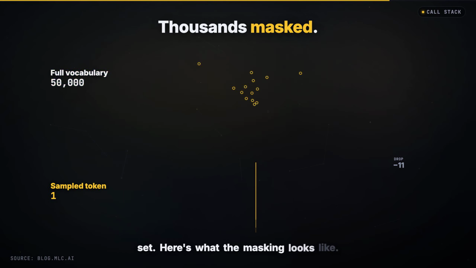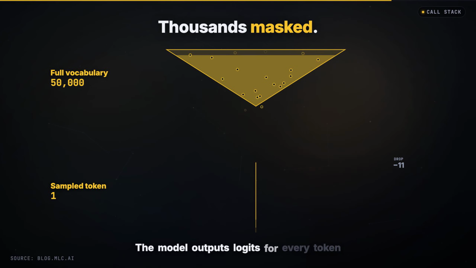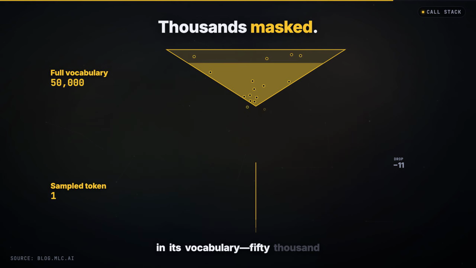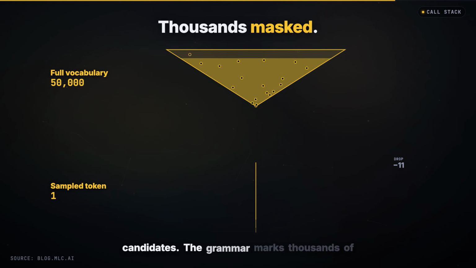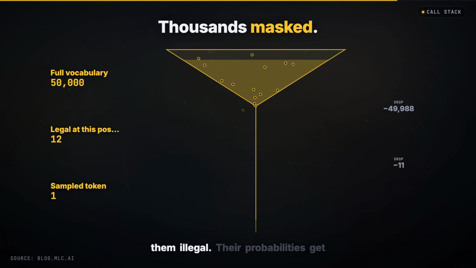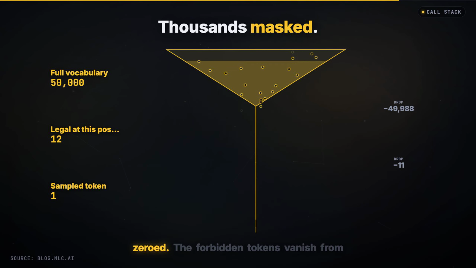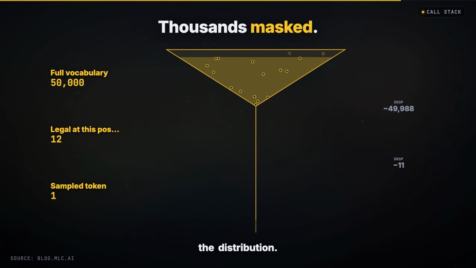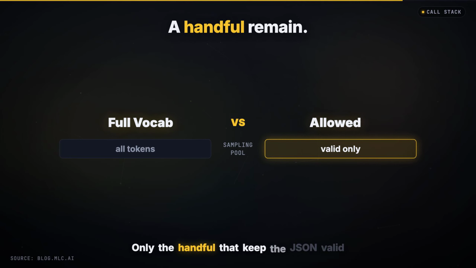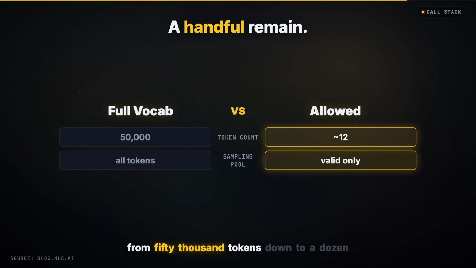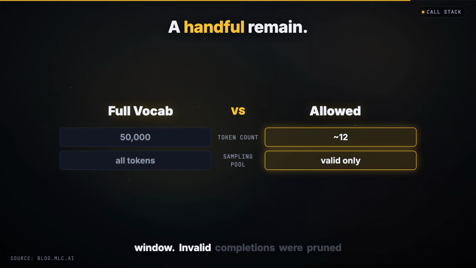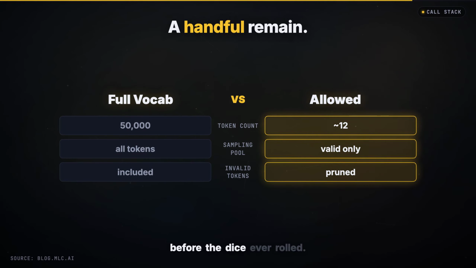Here's what the masking looks like. The model outputs logits for every token in its vocabulary. 50,000 candidates. The grammar marks thousands of them illegal. Their probabilities get zeroed. The forbidden tokens vanish from the distribution. Only the handful that keep the JSON valid remain. The sampling distribution narrows from 50,000 tokens down to a dozen or fewer. The model picks from that tiny window. Invalid completions were pruned before the dice ever rolled.